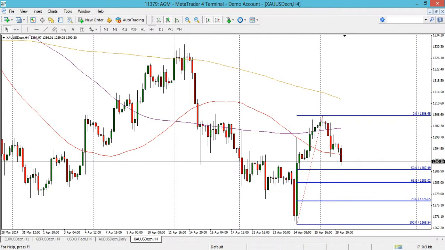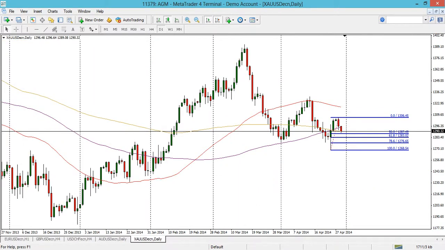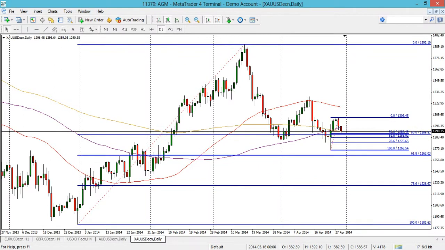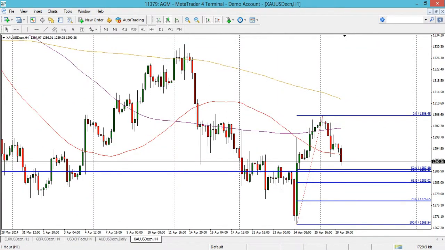But the 1286 is definitely the key line in the sand. In fact, that small move does coincide, because that's 1287s, it does coincide with that 50% there. You can see it thickening up there, so definitely an interesting one to watch. I'm personally going to be keeping an eye on that and see how it acts.